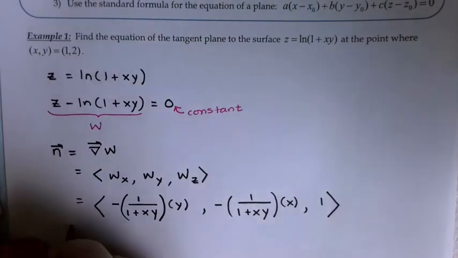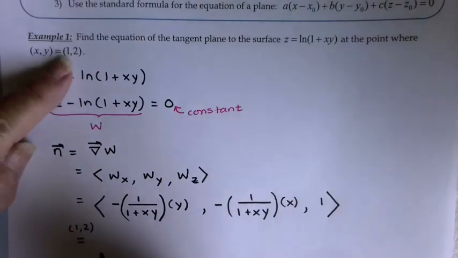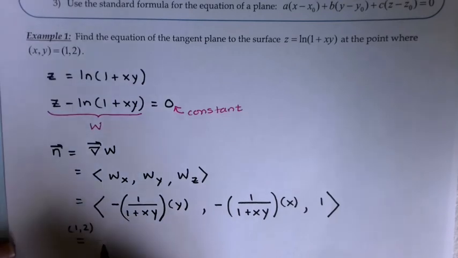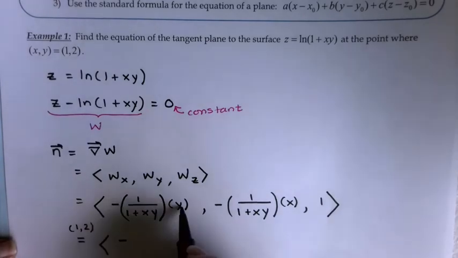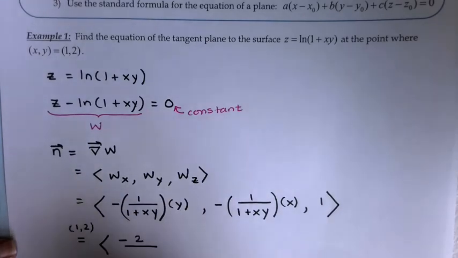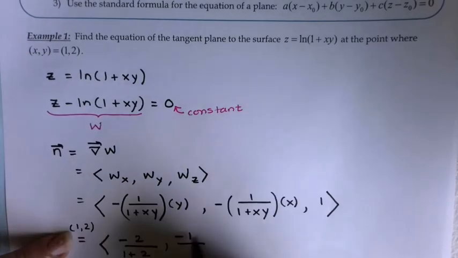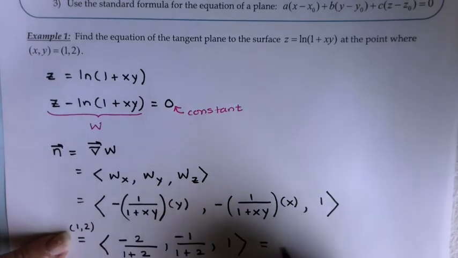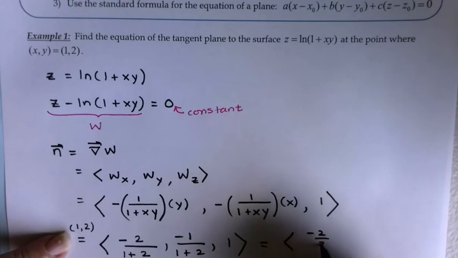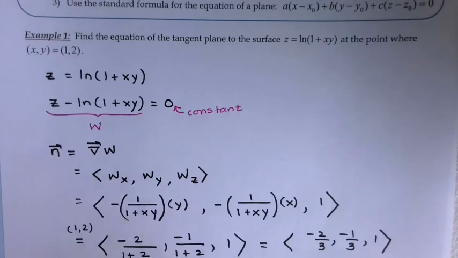Now our point is when x is equal to 1 and y is equal to 2, right? That was the point I was given. So let me just go ahead and plug that in, and then I'll have my normal vector. So now I have negative, y will end up on the top, so that's a 2. And on the bottom I'll have 1 plus, 1 times 2 is 2. Negative, x is 1, and again, 1 plus 2 on the bottom. So my normal vector ends up being negative 2/3, negative 1/3, 1.